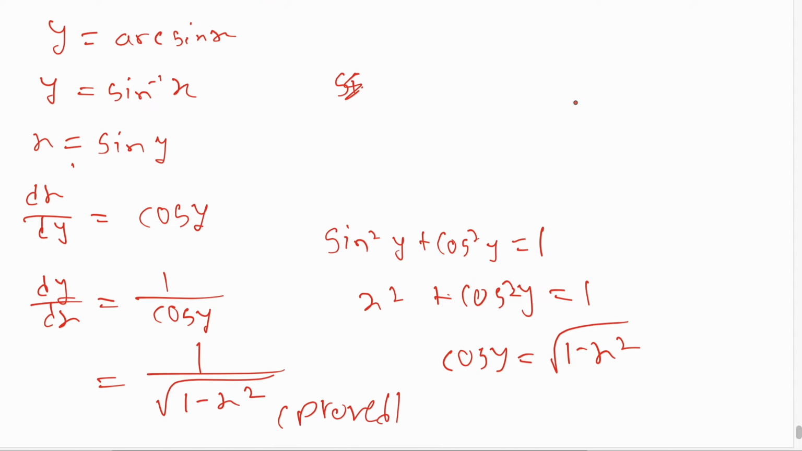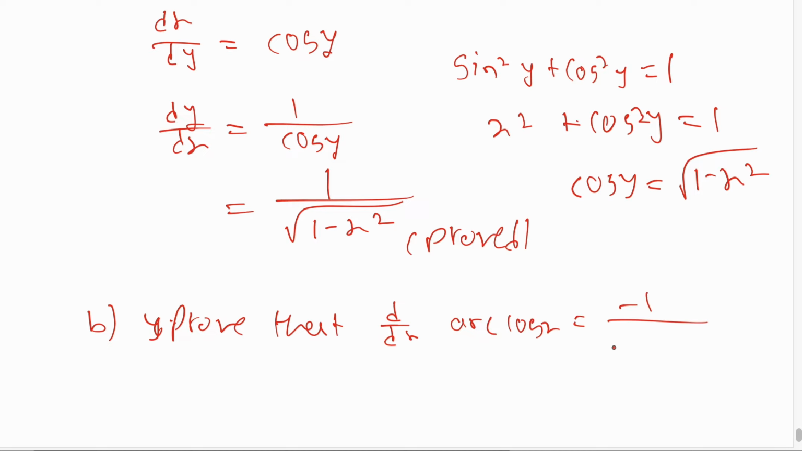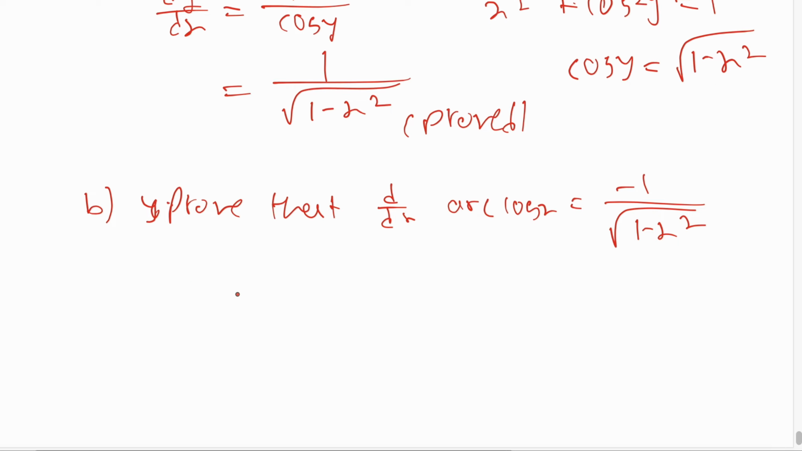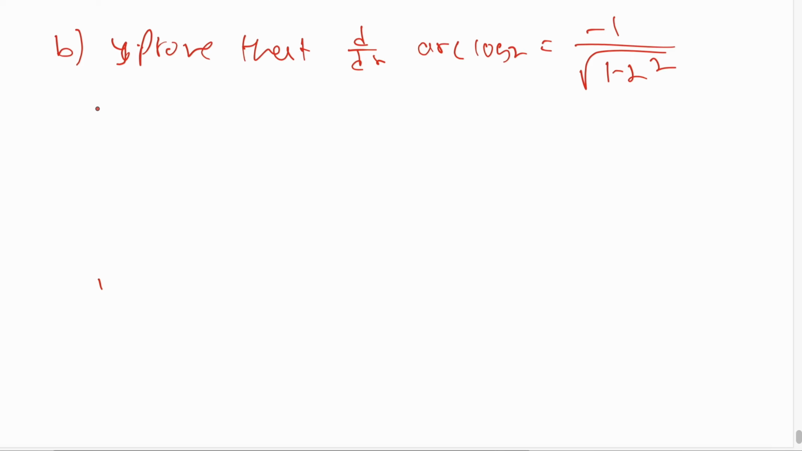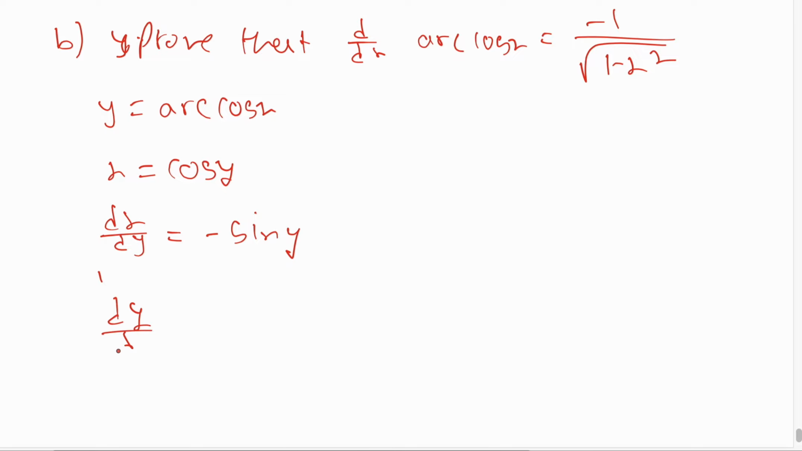Similarly, you can show part B, prove that d/dx of arc cos x is equal to minus 1 by root 1 minus x square. Do it in a similar way, that is y is equal to arc cos x, that means x is equal to cos y, dx by dy is equal to minus sin y, that means dy by dx is equal to minus 1 by sin y.